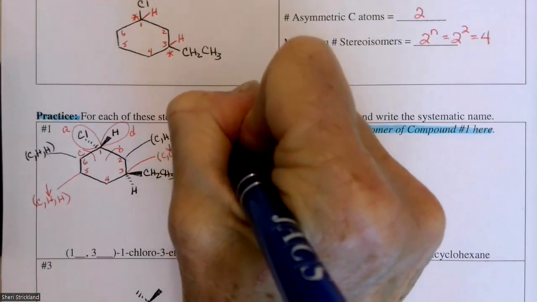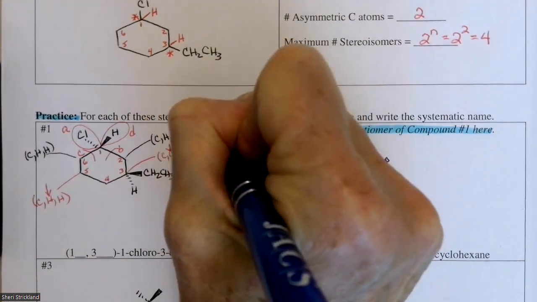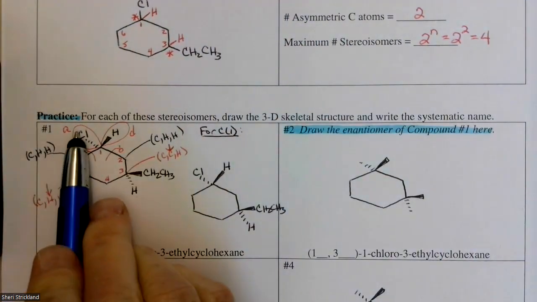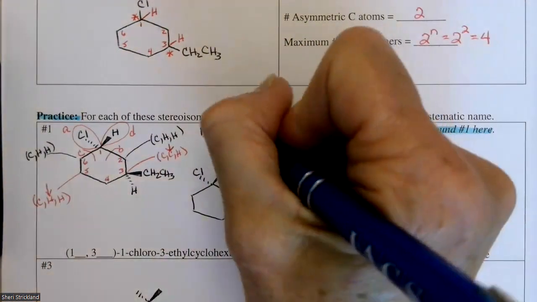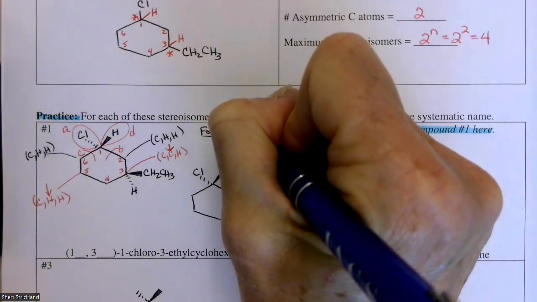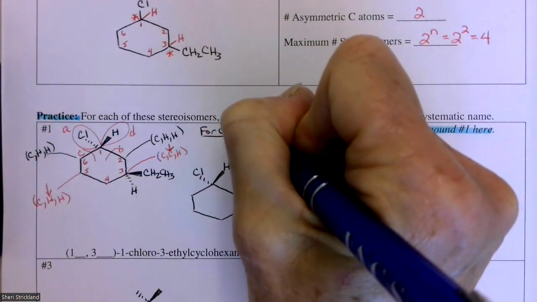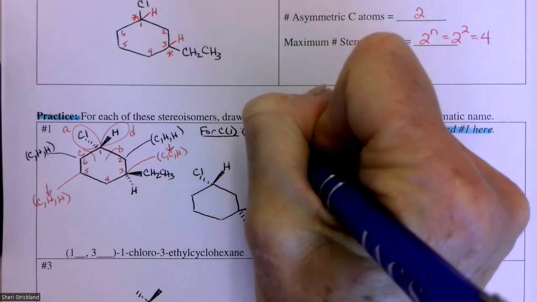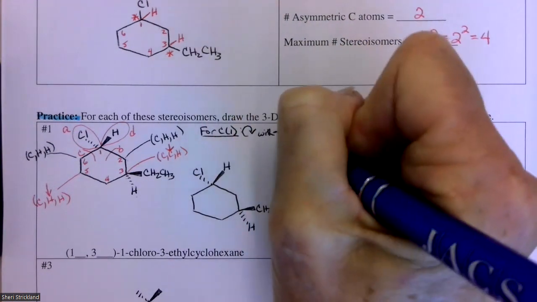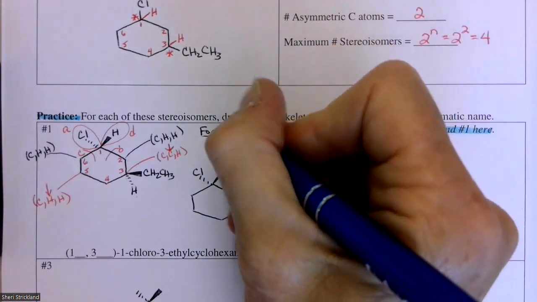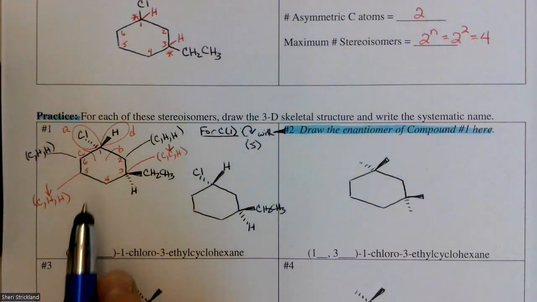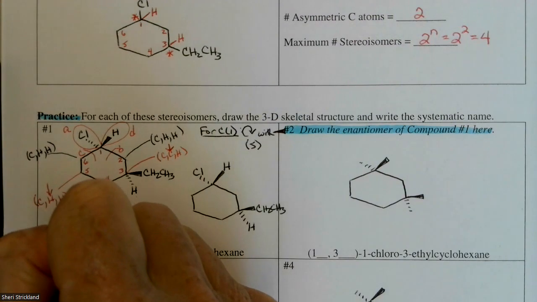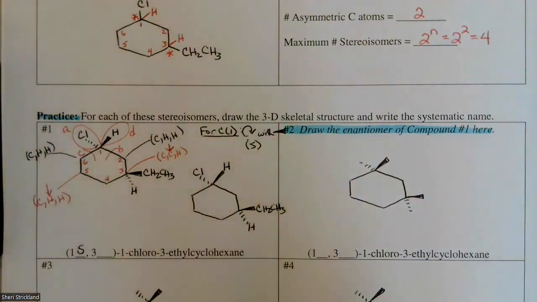For carbon 1, we've got A to B to C. That's clockwise with the group of lowest priority pointing out. And that's an S configuration. All right, so we know at carbon 1, we've got the S configuration, the way we've drawn it. So we're just going to pop that in there.